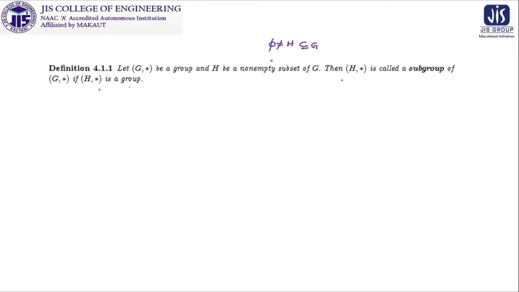That means it basically follows two properties. First, it has to be a subset, and second, it has to be a group itself. Together, these two give you the confirmation that H is a subgroup of the group G, obviously along with the same binary composition.